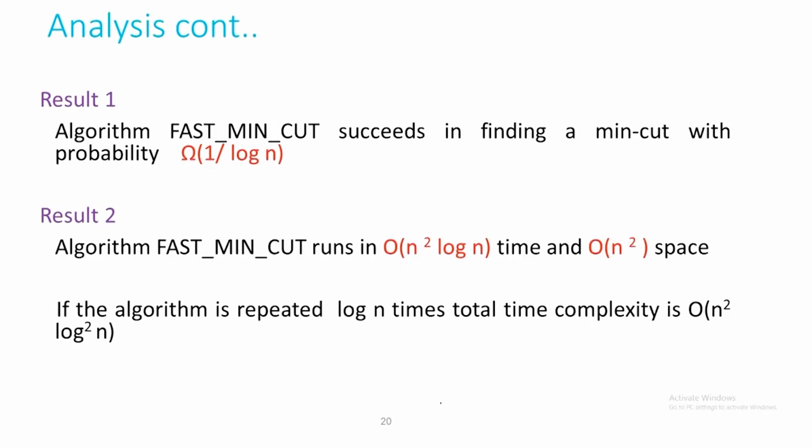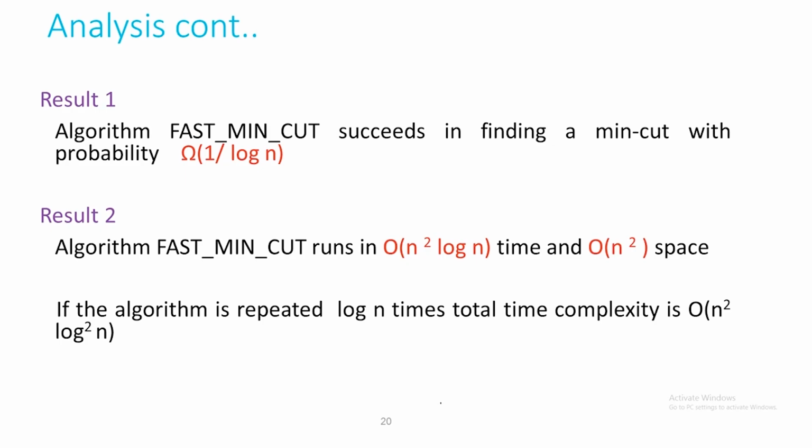Now, the probability of success is at least 1 by log n. So, I have to run the algorithm log n times repeatedly. So, the algorithm is repeated log n times, the total complexity is order of n square log square n.